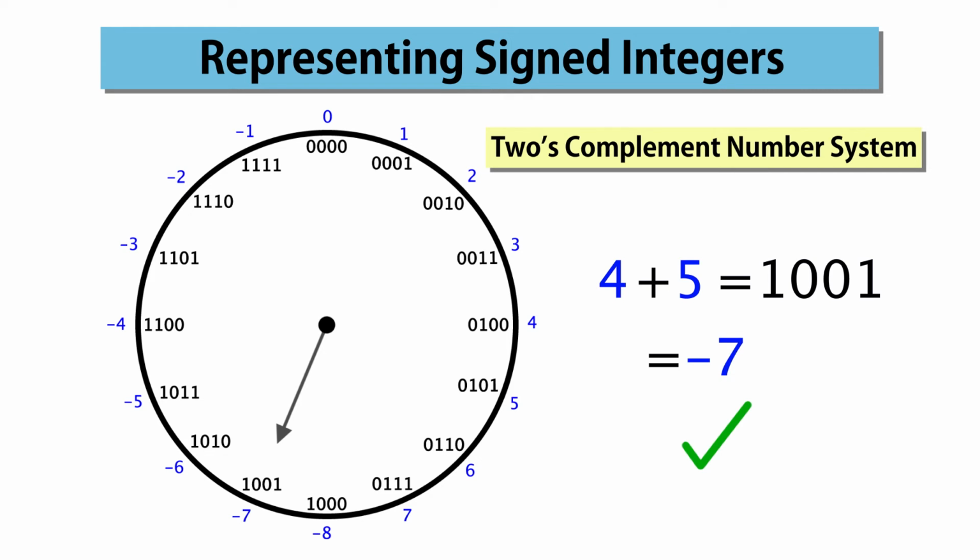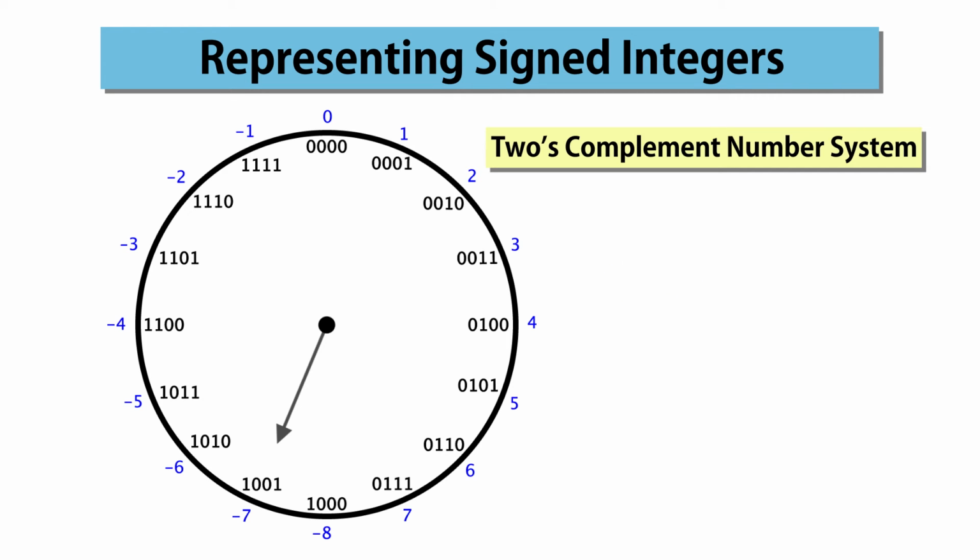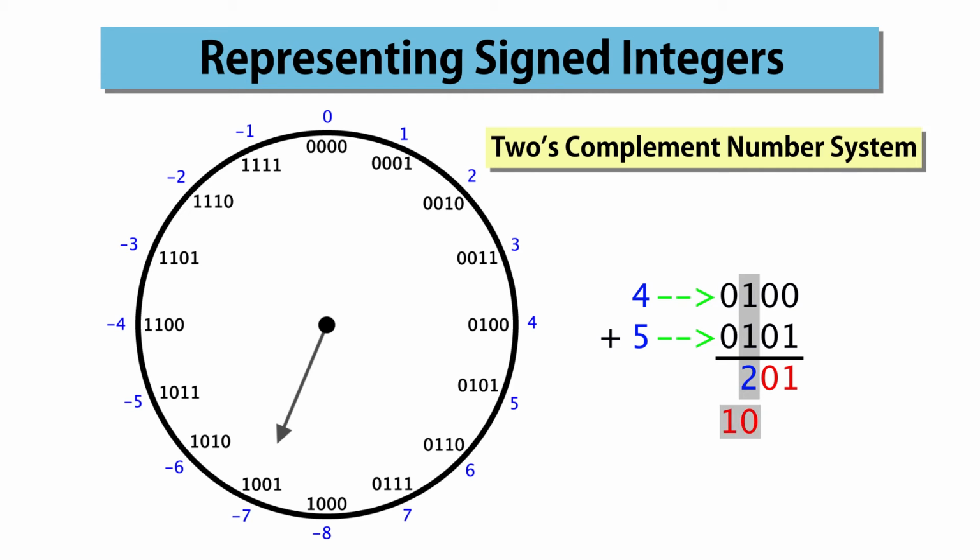Now suppose that, instead of using the number wheel, we had just added the 2 representations using binary addition. We see that 4 is represented by 0, 1, 0, 0, and 5 by 0, 1, 0, 1. Let's add them using standard binary addition, starting at the rightmost position. 0 plus 1 equals 1, 0 plus 0 equals 0, 1 plus 1 equals 2, but in the binary number system, that's 1, 0. So we record 0 and carry the 1. Finally, 1 plus 0 equals 1. Again, we're left with 1, 0, 0, 1, representing -7.